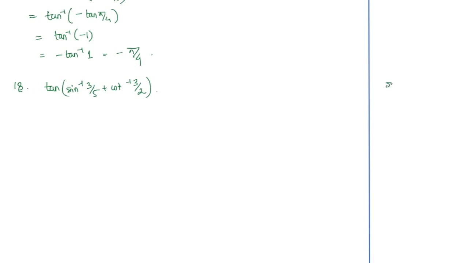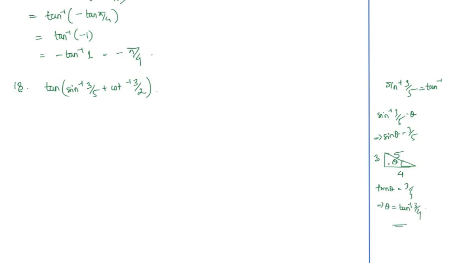See, if we want to write sine inverse 3 by 5 in the form of tan inverse of something, we don't know what something is, so we can assume sine inverse 3 by 5 to be theta. That means sine theta is equal to 3 by 5. Now let us draw a right angle triangle with an angle theta such that sine theta is equal to 3 by 5. Okay, by Pythagoras theorem you will be finding the base as 4, so you can write tan theta to be 3 by 4, and that will be precisely giving you theta is equal to tan inverse 3 by 4.